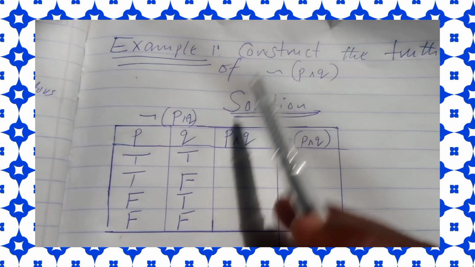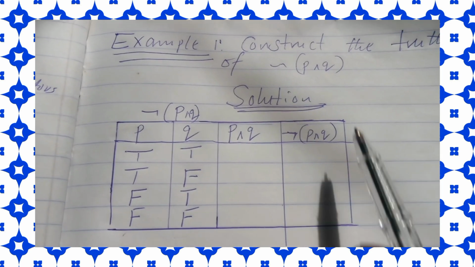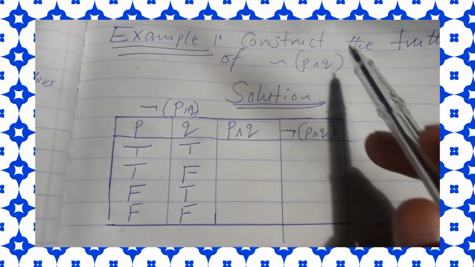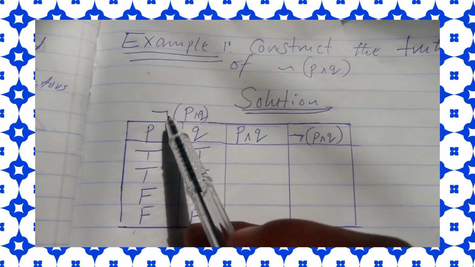So how are we going to construct this truth table? For us to construct this table, we know what we are considering, and this is what we are considering: negation P and Q.